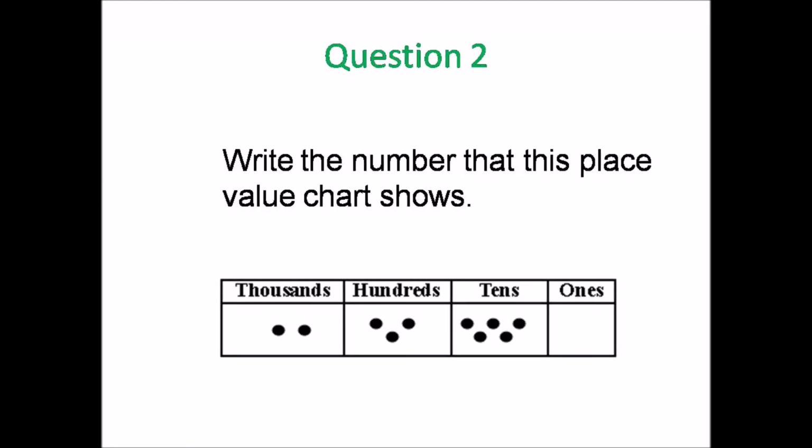And we move on to question 2. Write the number that this place value chart shows. Look at the chart. It goes up to thousands. It has thousands, hundreds, tens, and ones. Write the number that the place value chart shows.